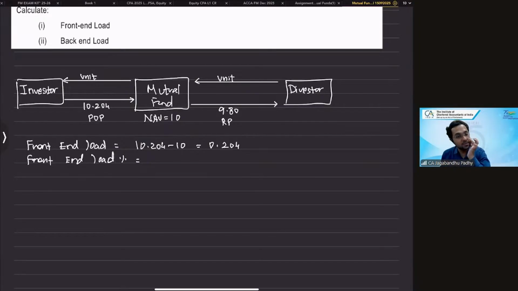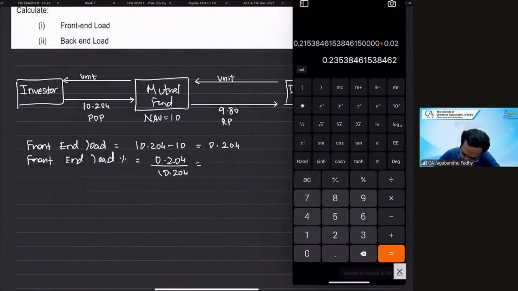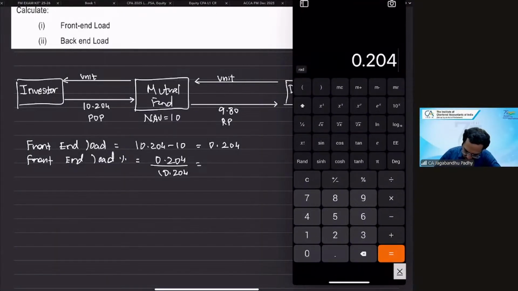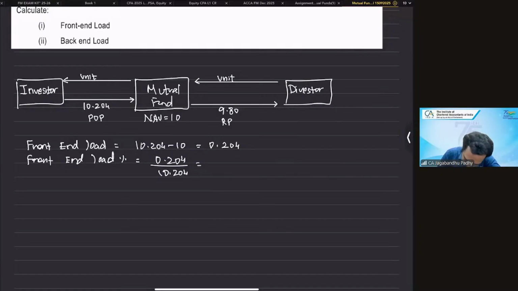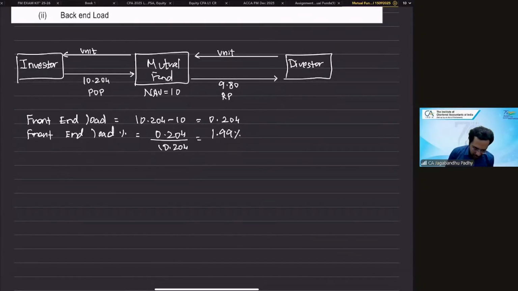Front end load percentage will be 0.204 on your investment of 10.204. So out of 10.204, 0.204 is what you're paying as a charge for investing into the mutual fund. This amounts to 1.9999%, so let's keep it as 1.99%. Now, what is a back end load or exit load?